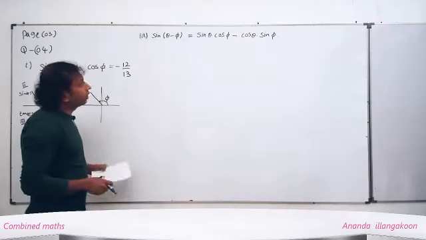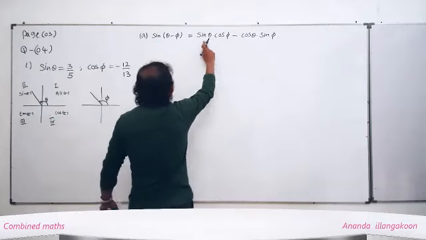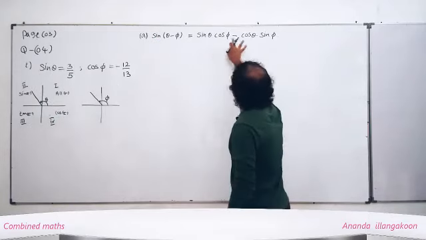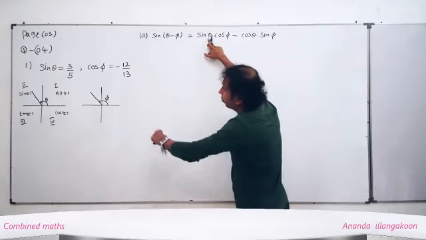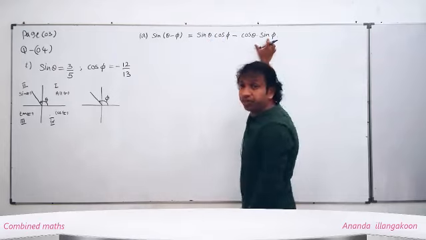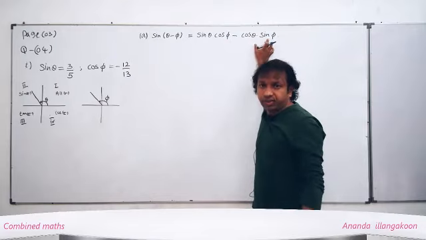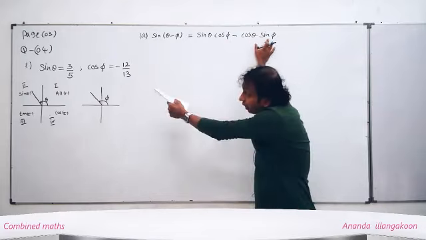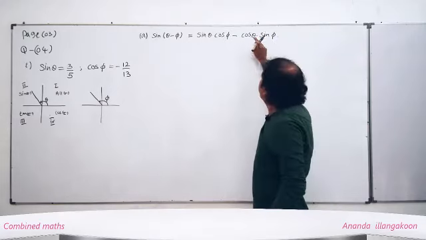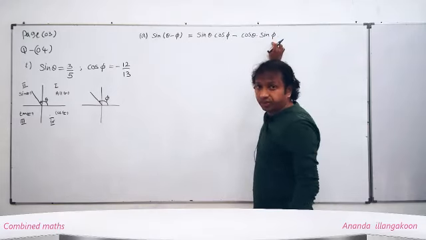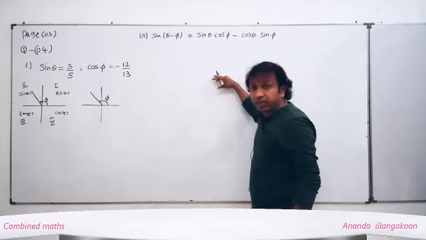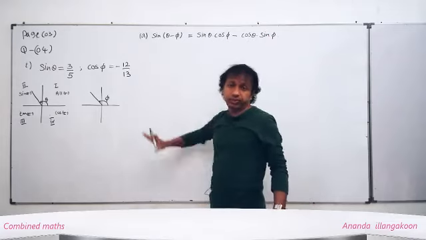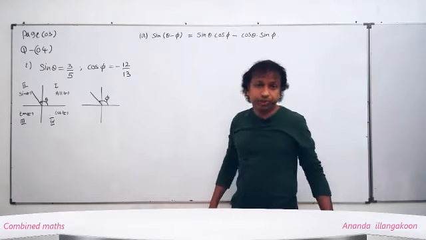You can very clearly understand, people, in order to get this one, we have to substitute values. Cos phi is known, sine theta is known, both are given, but cos theta and sine phi we don't know. So by using two results, we should find out cos theta and sine phi. After knowing cos theta and sine phi, substitute them here and simplify the right hand side, you can get the answer. Okay, that is our method, people.